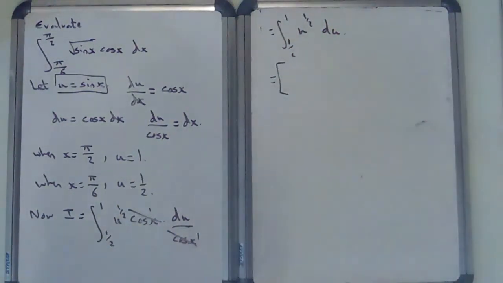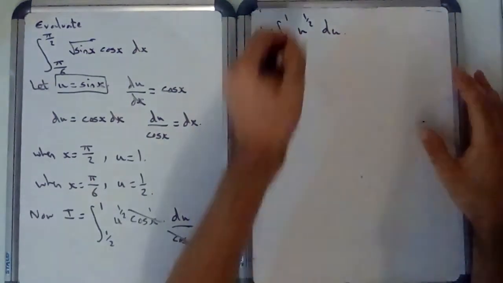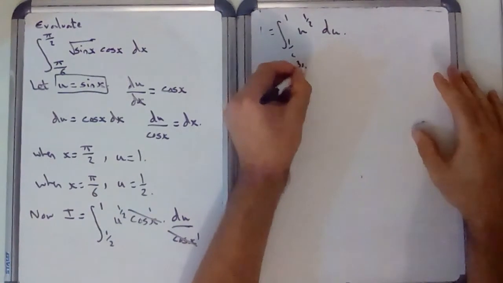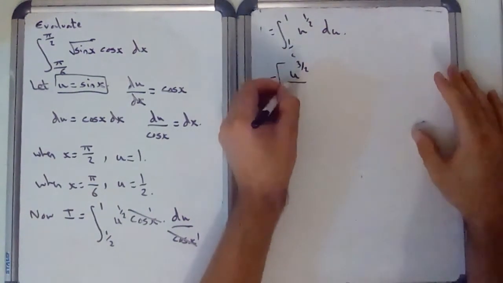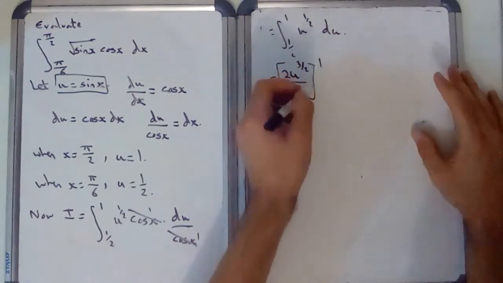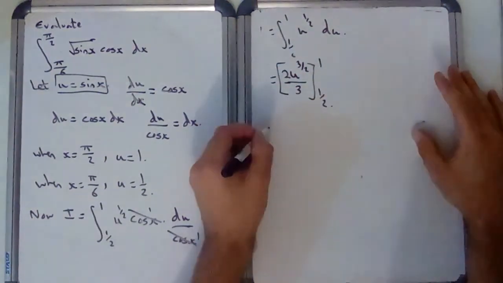So now we're ready for the antiderivative bit. Add 1 to the power, divide by the new power. So 1/2 plus 1 is 3/2. So u to the 3/2. And then if we divide by 3/2, we divide by 3 and we times by 2. And we're evaluating that at 1, and that's 1/2.